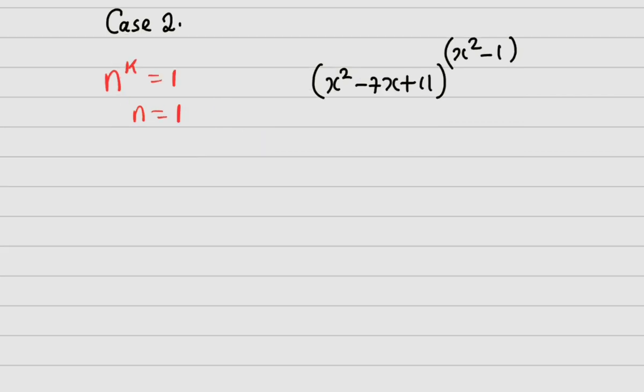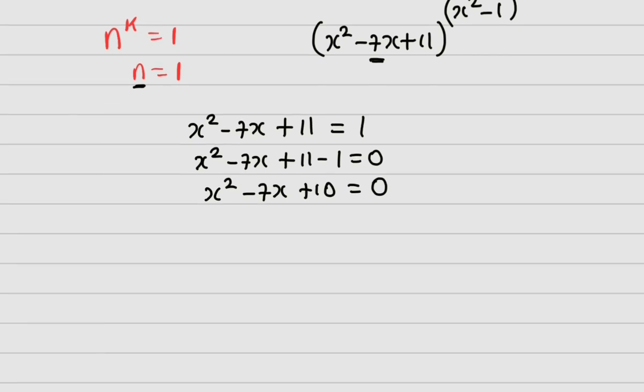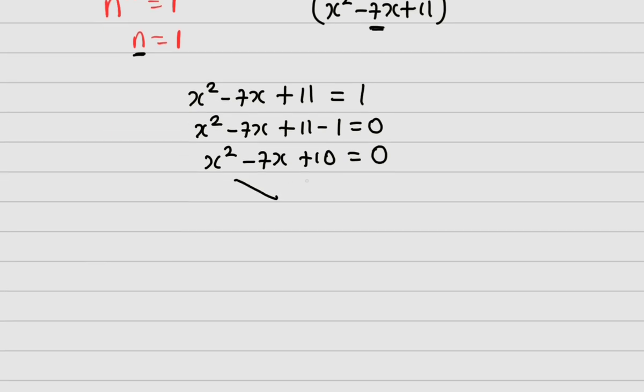Case 2. Now in case 2, n is equal to 1. n here is the base, and the base is this. So we are going to have x squared minus 7x plus 11 is equal to 1. So x squared minus 7x plus 11 minus 1 is equal to 0. So I have x squared minus 7x plus 10 is equal to 0. Okay, this is a quadratic problem, so we solve it.